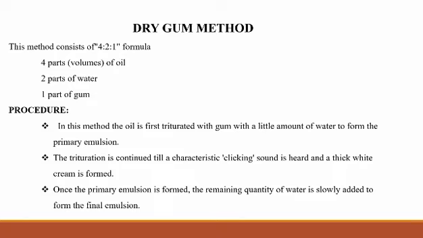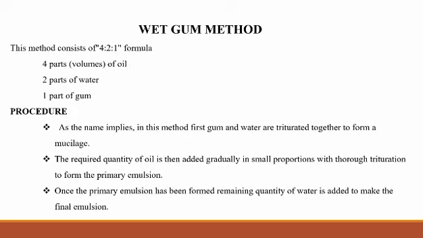So dry gum method means first we add oil and gum, then at last we add the water. The second method is the wet gum method. This method also uses the 4:2:1 ratio, that is 4 parts of oil, 2 parts of water and 1 part of gum. The name itself implies it's a wet gum method. So first we take the water and the gum, and the gum is triturated with water. In the dry gum method, the gum is triturated with the oil phase.